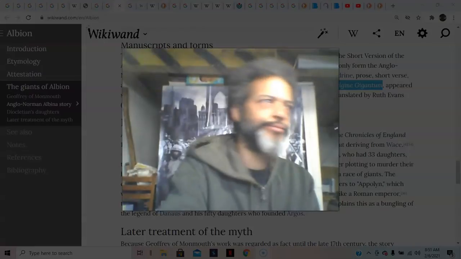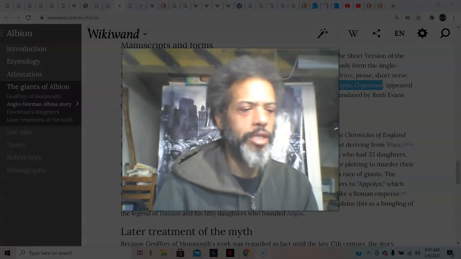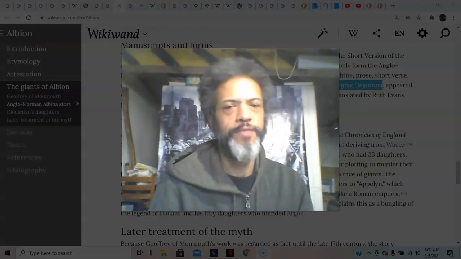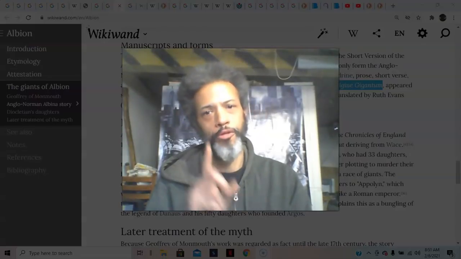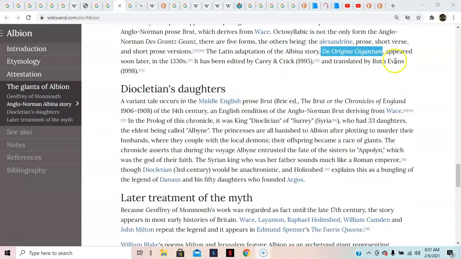So again, this is a story. Somebody found it as a book. They judged right there on the spot, is this true or is this fake? They judged it was true and they went forward with that. I'm going to prove it by reading 2 paragraphs below. And it appeared sometime later. It's edited by these two and translated by Furnivall, right?